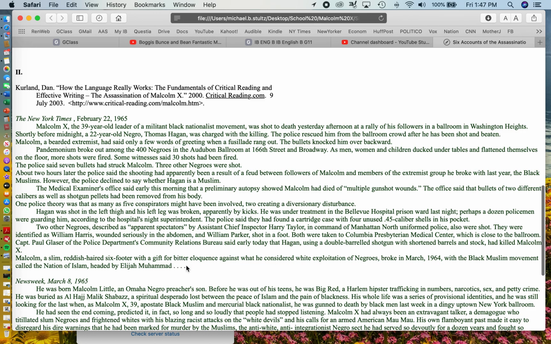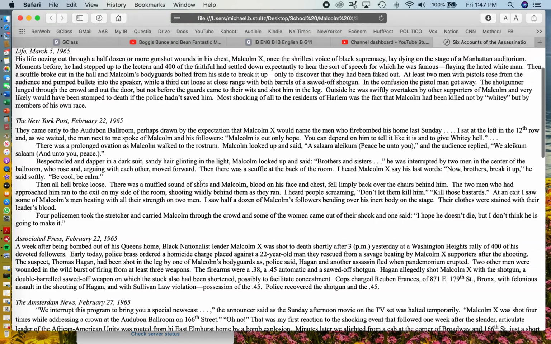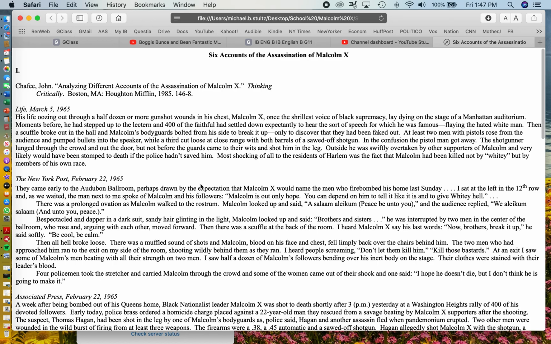There's a little irony here. This one points out the bitter eloquence that he was shot by someone in his own church movement. And some of these seem to be just matter of fact, and totally objective.